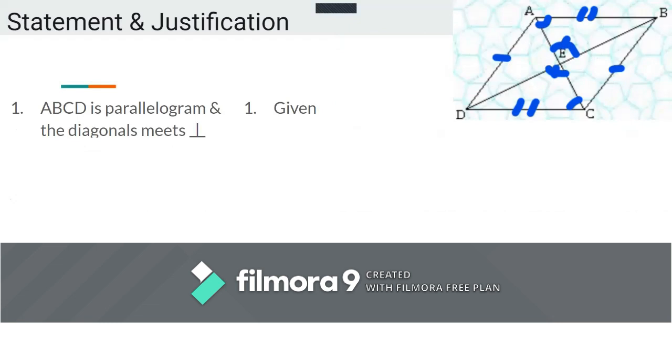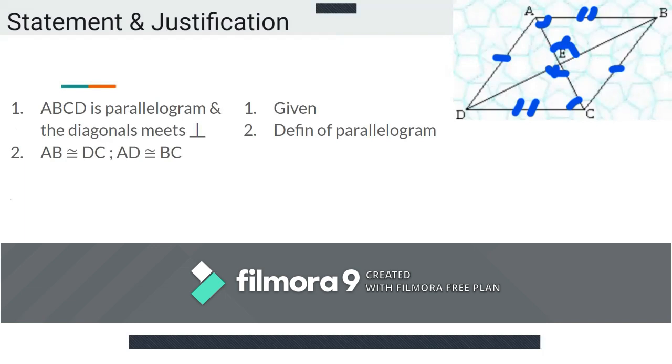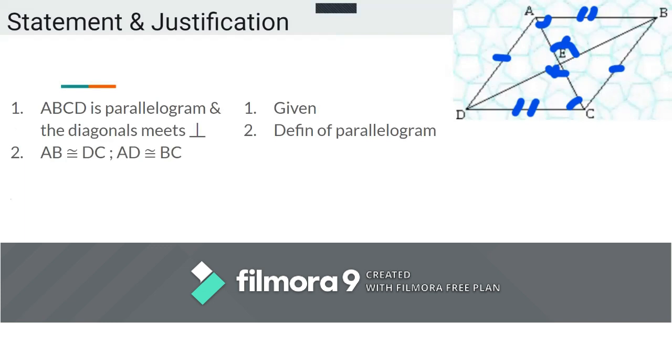Now let's go right into the statement and justification. ABCD is a parallelogram and the diagonals are perpendicular, which is given. Yeah, that's true. Next, AB is congruent to DC and AD is congruent to BC. That's the definition of a parallelogram. As I mentioned before, those two sides are parallel to each other, and the other two sides are parallel to each other, however they're not parallel to one another.